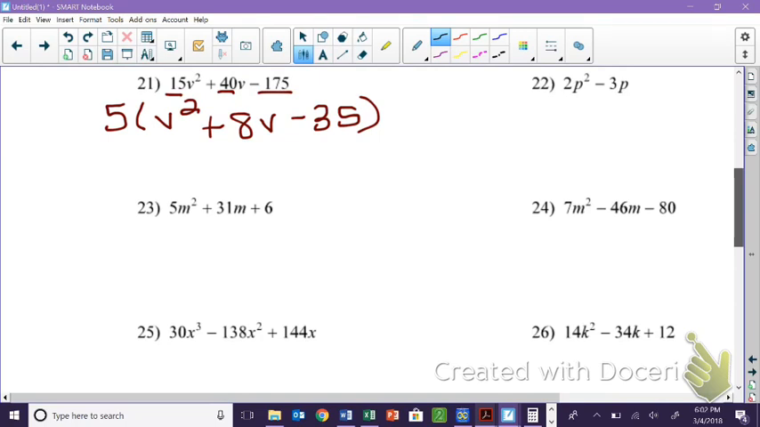But Miss Smith, there's a 3 out front. Yes, there is. Way to go. Whoever caught that as I was doing the video, good job. 15 divided by 5 is 3. So that's out front. So now we definitely have to do our box. 35 times 3 gives you a negative 105. And in the bottom has to be 8.